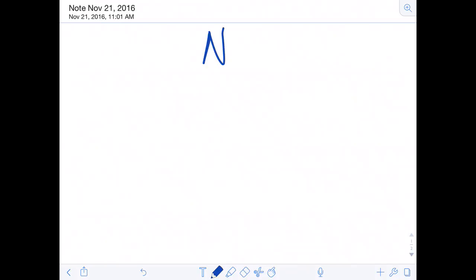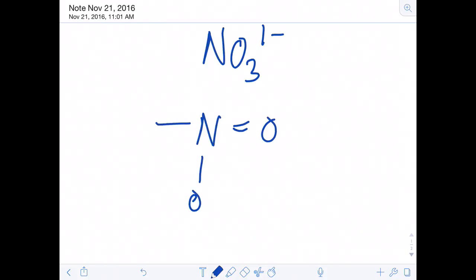So NO3, this is called nitrate. NO3 1 minus. So it turns out you can actually draw a couple of different structures for this one. So the first one looks something like this. We make a double bond and two single bonds. And these oxygens will be negatively charged. They'll have enough electrons to make them obey the octet rule, and they'll be negatively charged. This oxygen with the double bond only has 2 pairs of lone electrons.